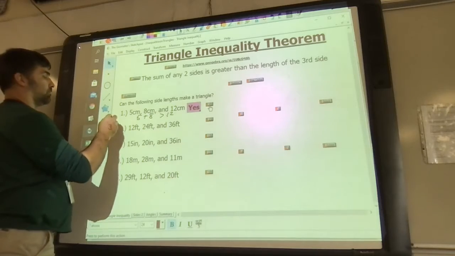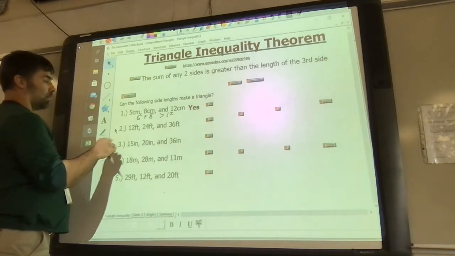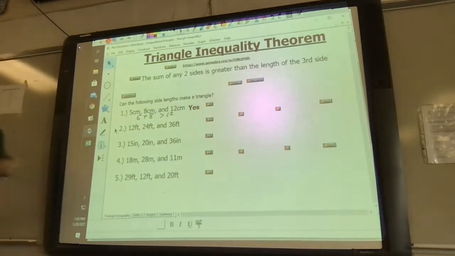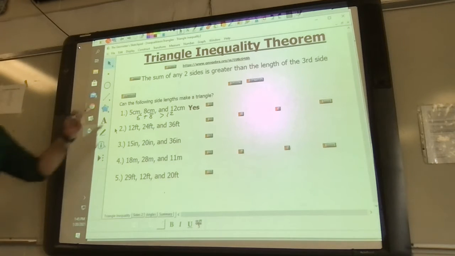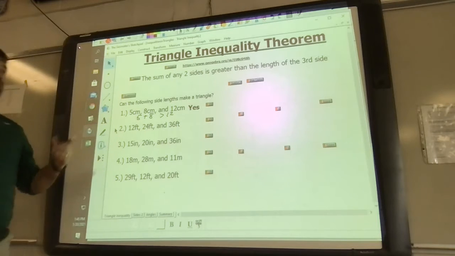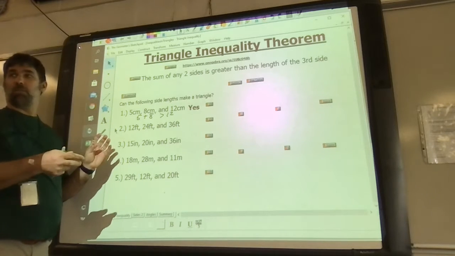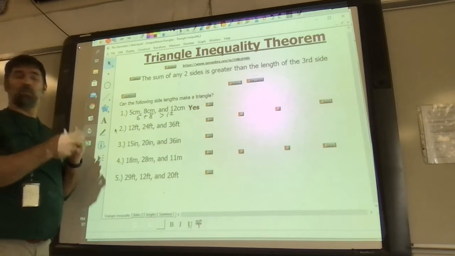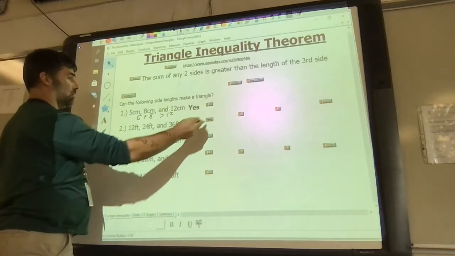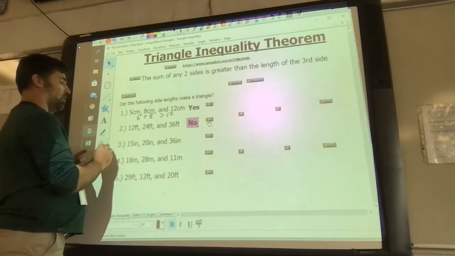All right, 2, 12, 24, 36. 12 and 24 are the 2 smallest. What's 12 plus 24? It is 36, and that can't happen because it's got to be bigger than 36. That's why 4, 1, 5 won't work, because 1 and 4 together will make 5. So that would be a no. It's got to be greater than.